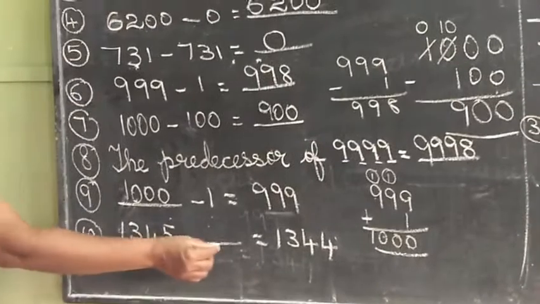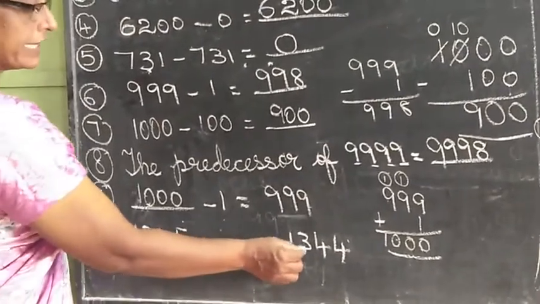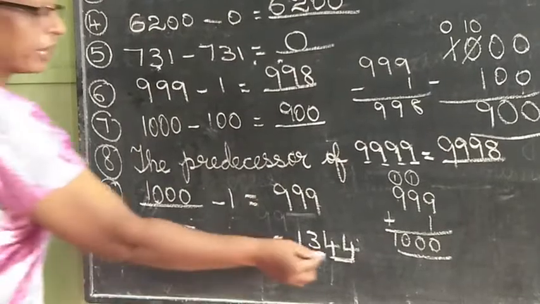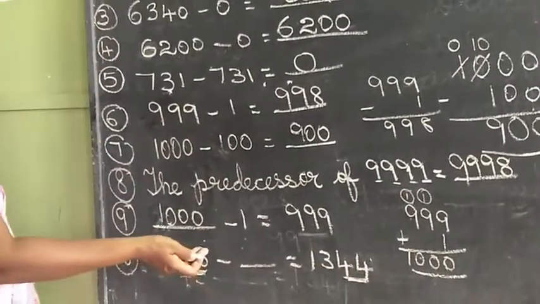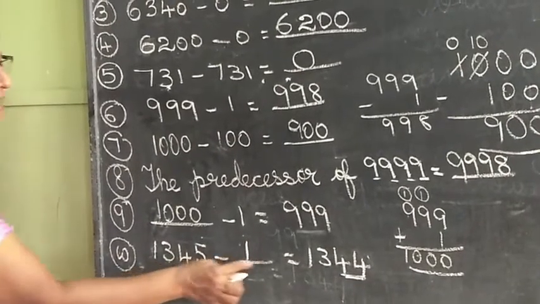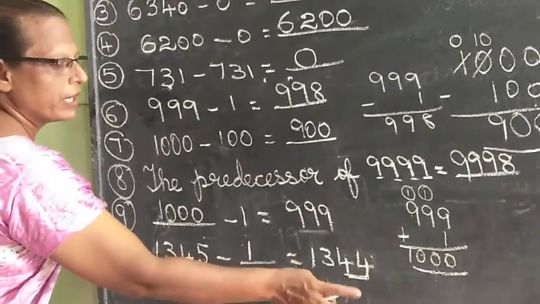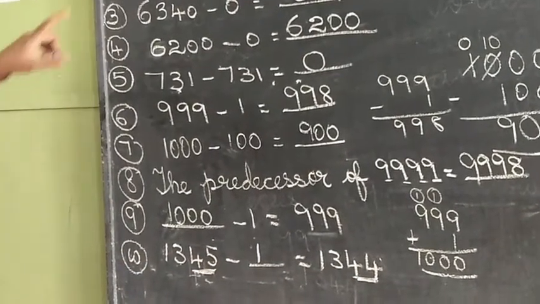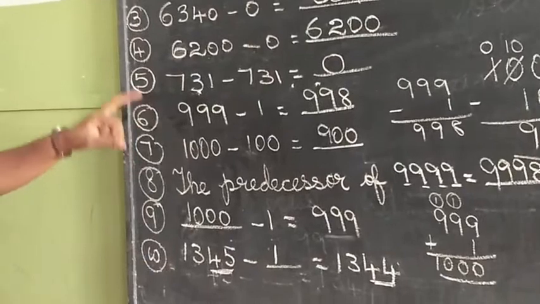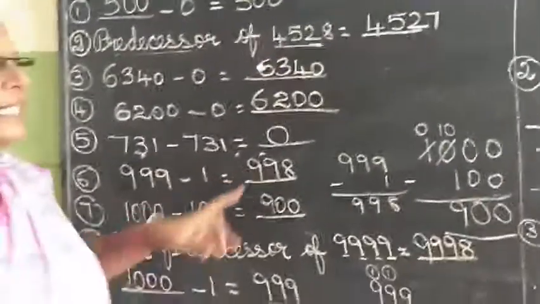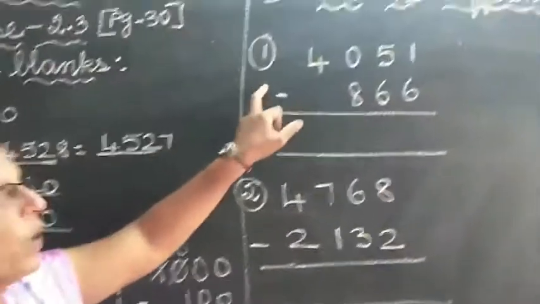And coming to the last one, 1345 minus dash is equal to 1344. See, here 45 is there, here 44 is there. So what you have to do, children? You have to put minus 1. 45 minus 1 means what will come? 44. Understood, children? Yes, I think you all understood. I will explain it again in the Zoom class also.